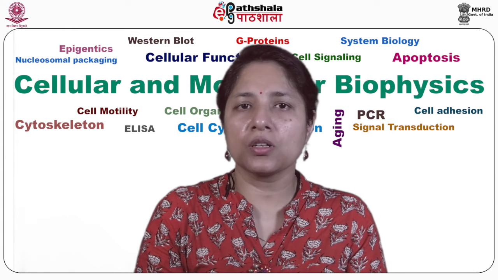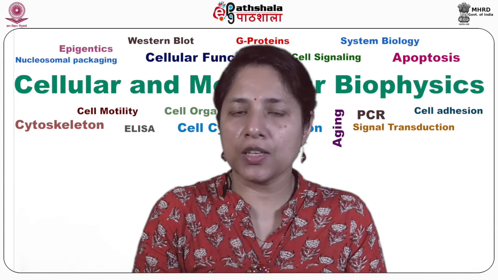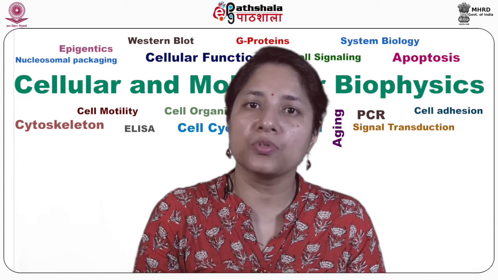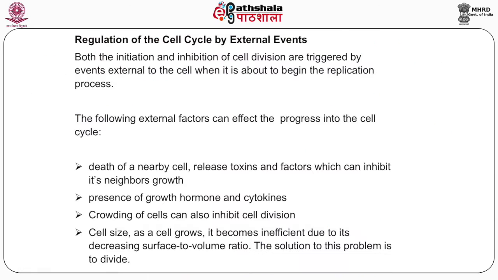Whatever the source of the message, the cell receives the signal, and a series of events within the cell allows it to proceed into interphase. Moving forward from this initiation point, every parameter required during each cell cycle phase must be met or the cycle cannot progress. The following external factors can affect progress into the cell cycle.